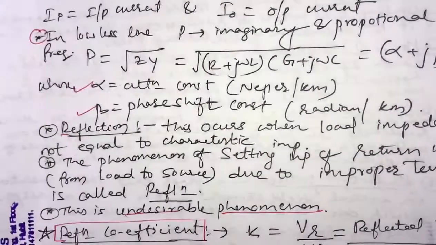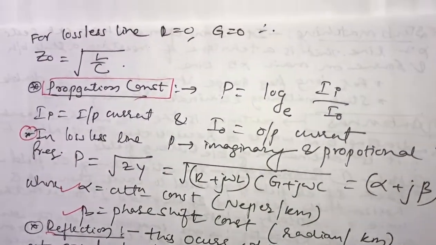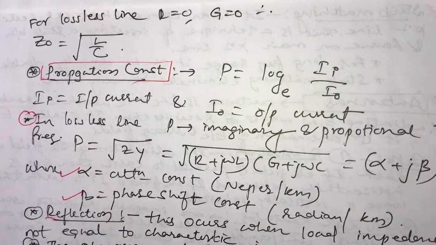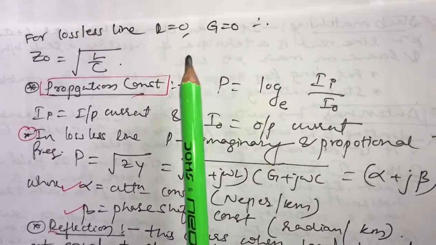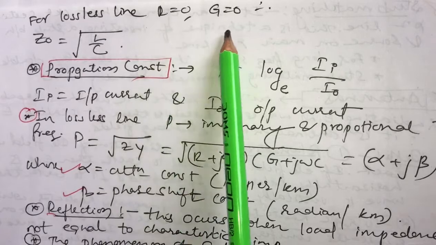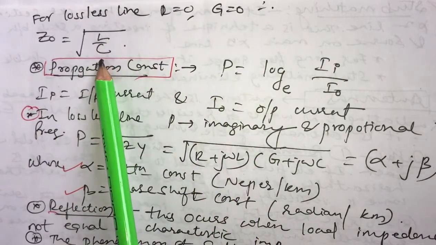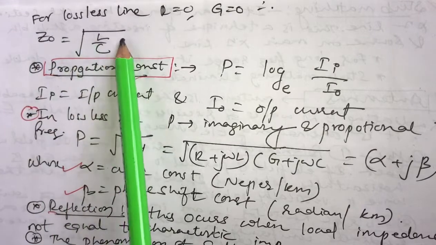Okay, and next, for a lossless line, it is assumed to be theoretical, which is not true in the practical aspects. For lossless lines, we assume our resistance R is 0 and G is 0. Then Z0 is equal to the square root of L by C. So this formula has to be remembered.